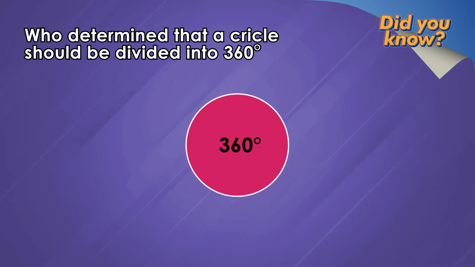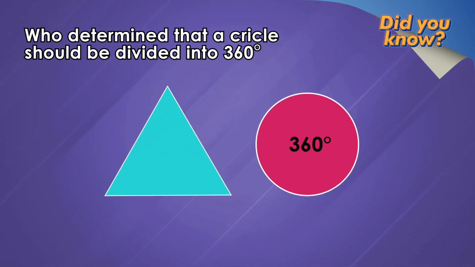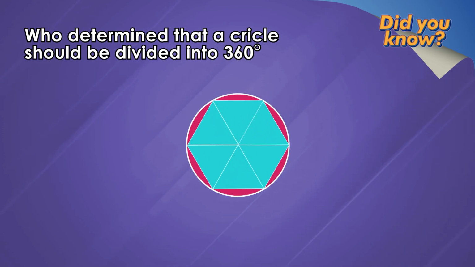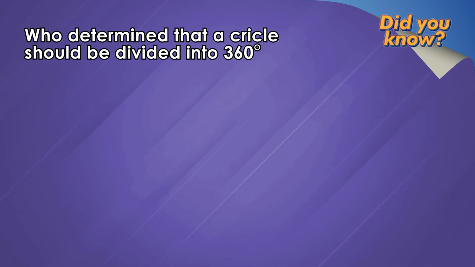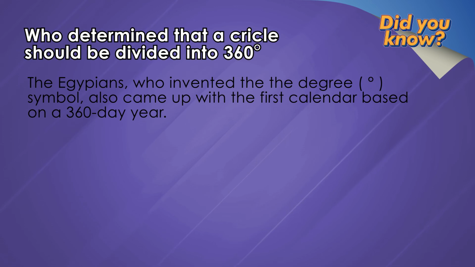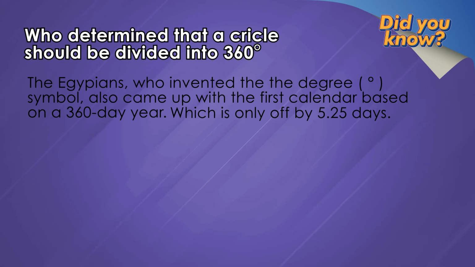The Egyptians loved perfect triangles, and they discovered that exactly 6 of them fitted into a circle. Therefore, 6 triangular slices of 60 degrees each made for a sensible 360-degree dissection of a circle. The Egyptians, who invented the degree symbol, also came up with the first calendar based on a 360-day year, which is only off by 5.25 days.